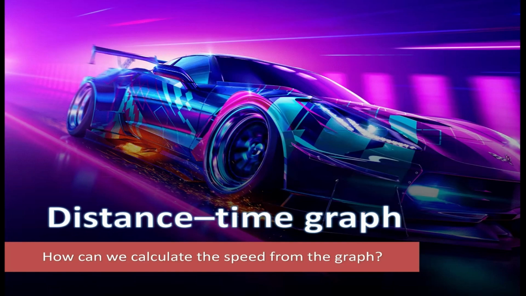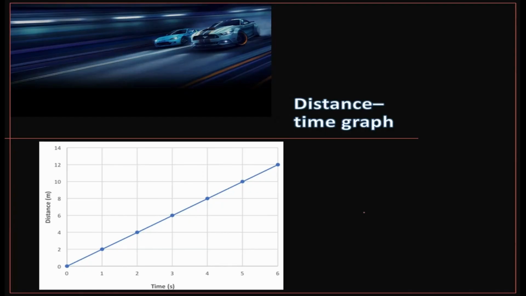Can we calculate the speed using the graph? Like here, I have here a distance-time graph. Can we calculate the speed from this graph? Yes, of course, we can. Why? Because the speed is a relation between distance and time. It equals distance divided by time. So if we divide this distance by this time, we can get the speed. But how can we divide it in the graph?